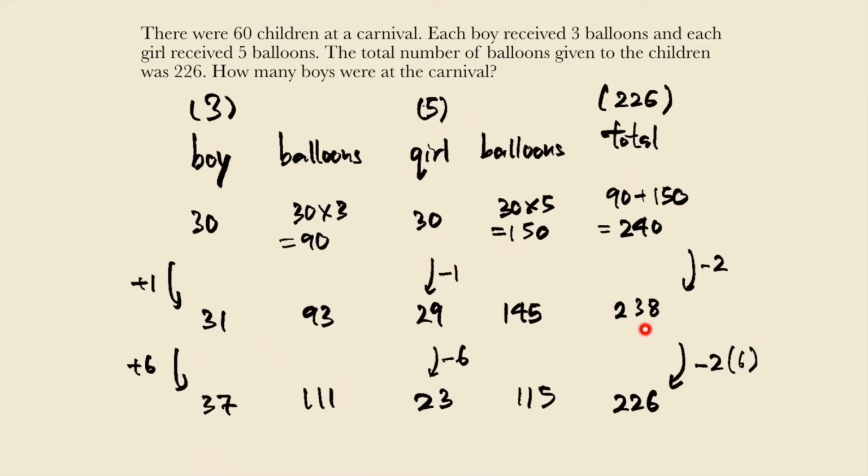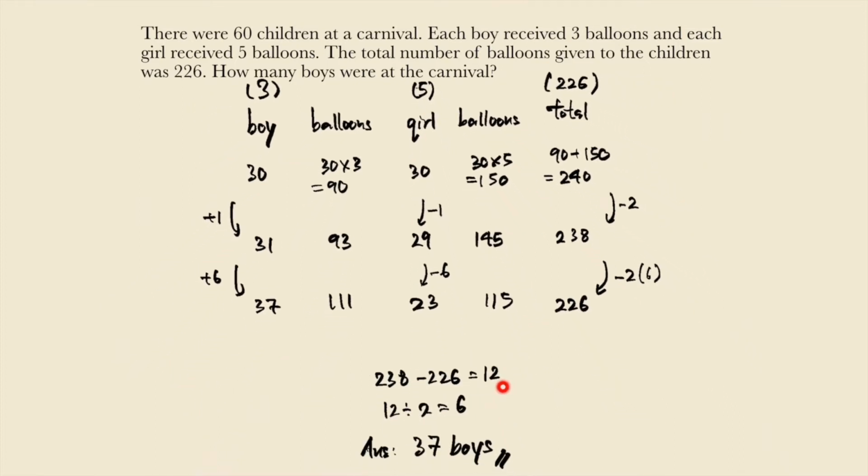Right, from 238 to 226, the gap here is going to be 12. Right, so how many steps of 2 are there in this 12? That's 6. So if I'm going to do this 6 times, I have to minus 1 6 times, which is minus 6. How many boys were there? That's 31 plus 6, 37.